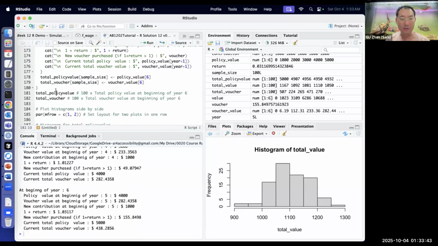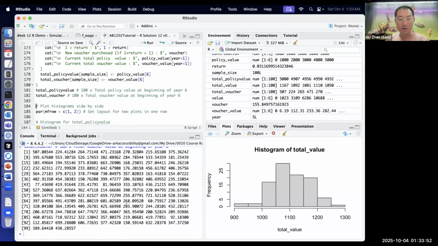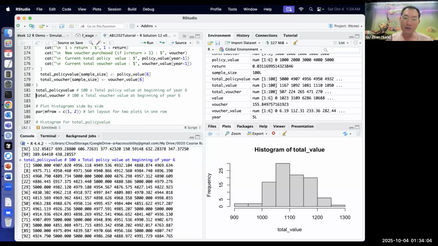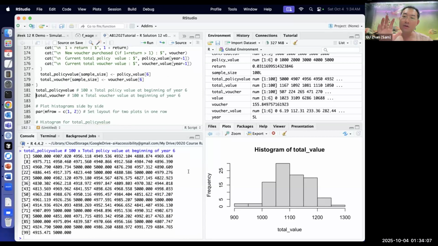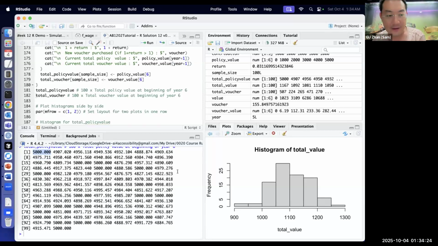Okay, so basically you have already contained all of them. So now let's have a look at the total policy. You have 100 total policies, and you have 100 total vouchers. So have a look at the total policy again. You see many of the 5,000, 5,000, 5,000. So when you're seeing 5,000, what does it mean? It means over the 5 years investment, if you see $5,000, that means none of the years actually lose money. Every year the return is positive. That's the reason that you can achieve $5,000. You never lose money.